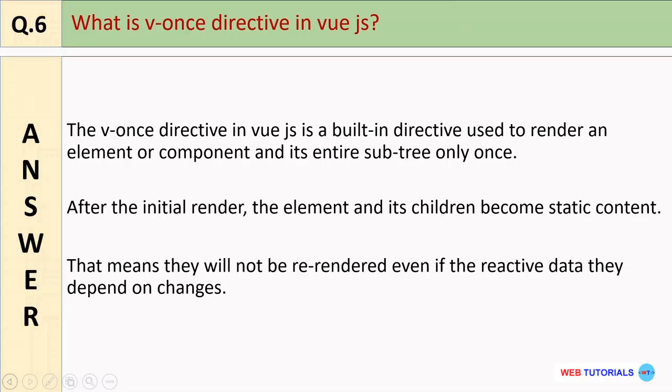What is v-once directive in Vue.js? The v-once directive in Vue.js is a built-in directive used to render an element or component and its entire subtree only once. After the initial render, the element and its children become static content. That means they will not be re-rendered even if the reactive data they depend on changes.